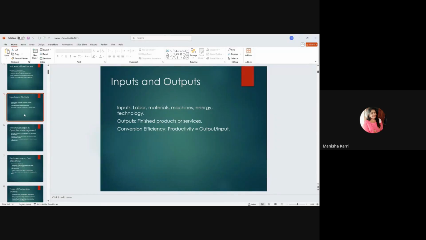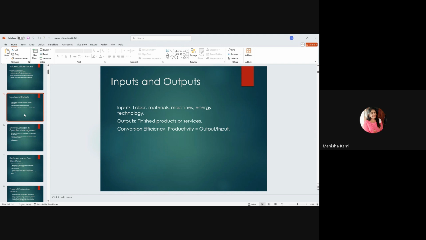Let's assume a simple example. Imagine a bakery. What is the input in the bakery? Flour, sugar, eggs, some other materials, labor, even machines, and some electricity. These are all the inputs. And coming to outputs, the output is the bread or some cakes that we all love.